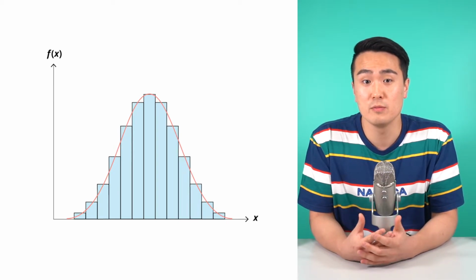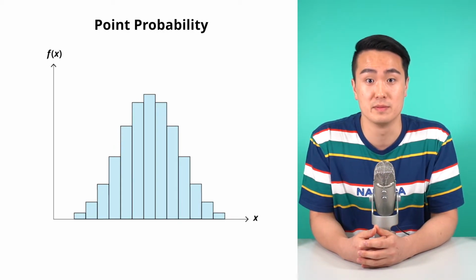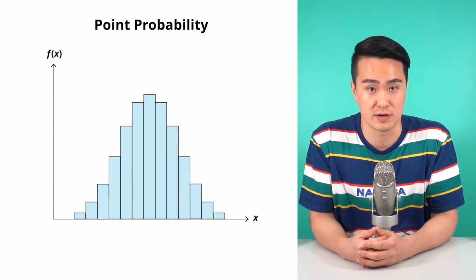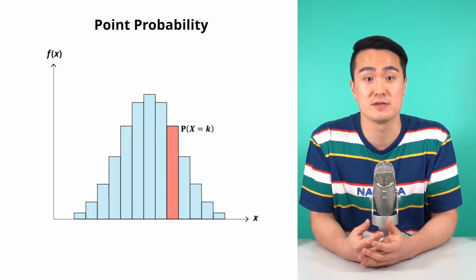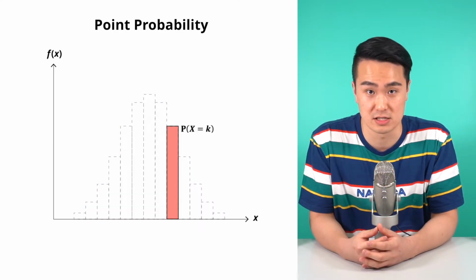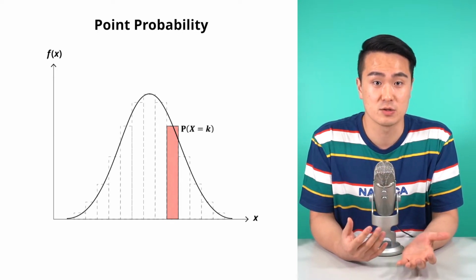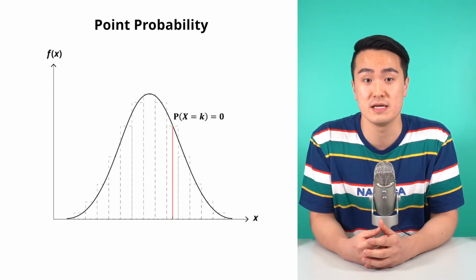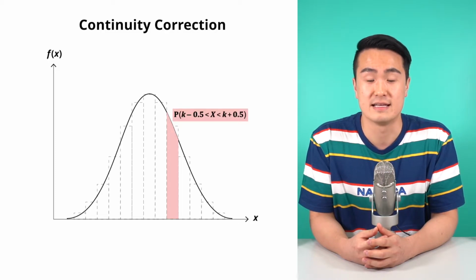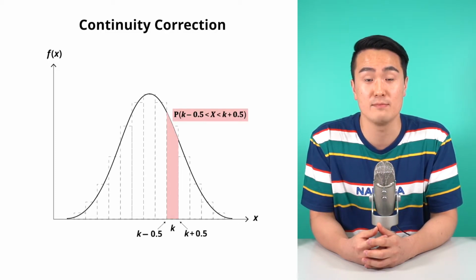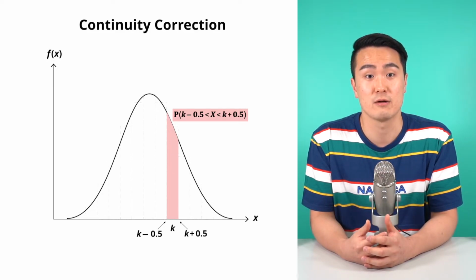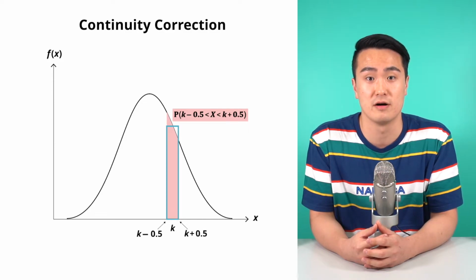Now, there is a problem when attempting to approximate point probabilities. We know that the underlying binomial random variable X is discrete, so the point probability represents one entire column of the histogram. But when we approximate to a normal distribution, which is continuous, a point probability will always be equal to 0. Hence, we need to apply what is known as the continuity correction and instead find the probability between k minus 0.5 and k plus 0.5. This will ensure that we correctly approximate the whole column of the histogram.